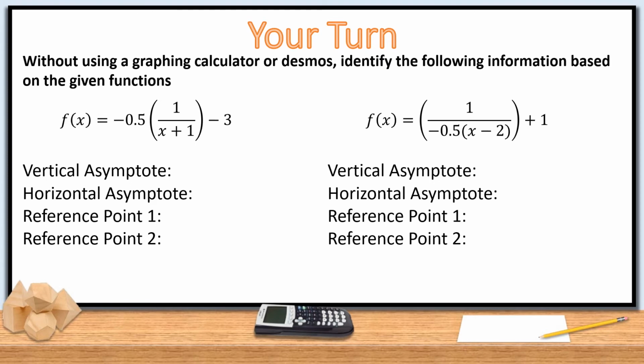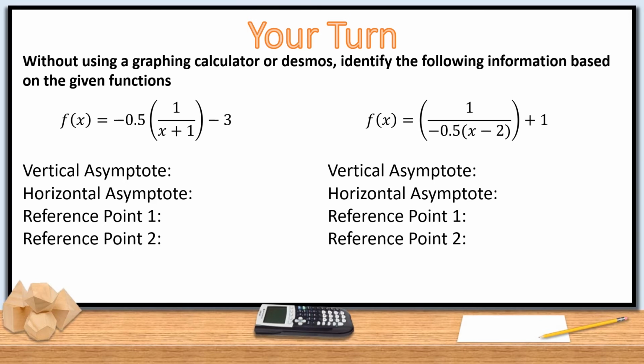All right, your turn. Without using Desmos or a graphing calculator, I want you to try and identify the vertical and the horizontal asymptotes, and then also the 2 reference points. Refer back to the slide with the formulas if needed, but you should have all the information you need given to you in the question. Try not to use Desmos, except maybe to check your work afterwards. Pause the video, then come back and see how you did.